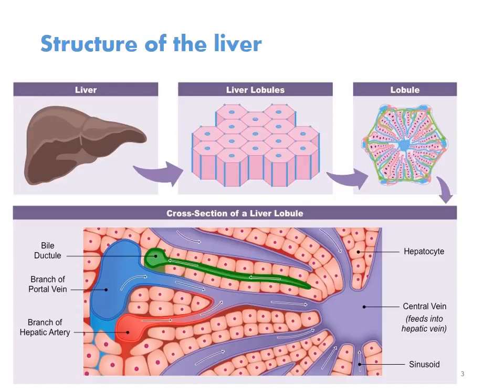The liver receives oxygen-rich blood from the hepatic artery and nutrient-rich blood from the portal vein. This portal vein carries blood from the intestines to the liver. The blood flows to the central vein here, which then feeds into the hepatic vein where blood is carried away from the liver and back into the heart. The liver cells or hepatocytes secrete bile which flows into the bile ductules.